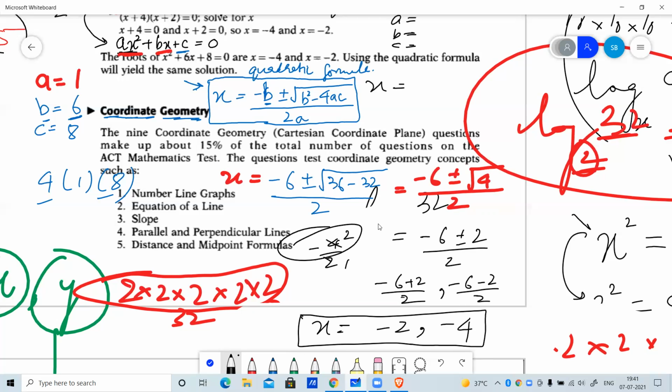Good, fine. Great. And you used the quadratic formula. You don't even need to use it if you know how to do it on the calculator.